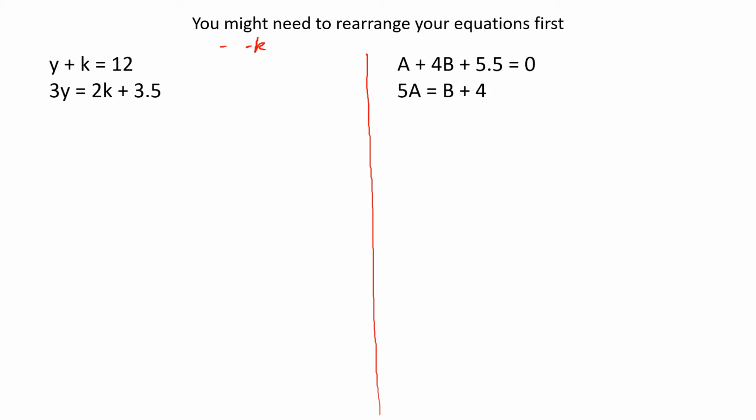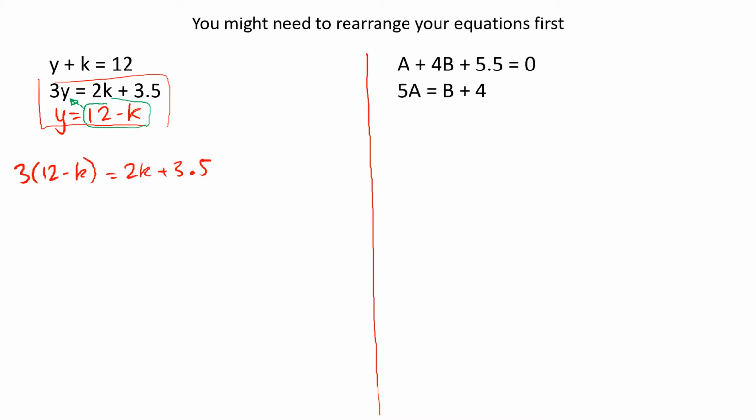We've got that obviously by subtracting the k. So we'll write that directly beneath it. Y equals 12 minus k. So these are our two equations. And what we're going to do is take the fact that y equals 12 minus k and put it in place of the y that's there on the other side. So let's do that. We'll end up with 3 lots of 12 minus k is equal to 2k plus 3.5.